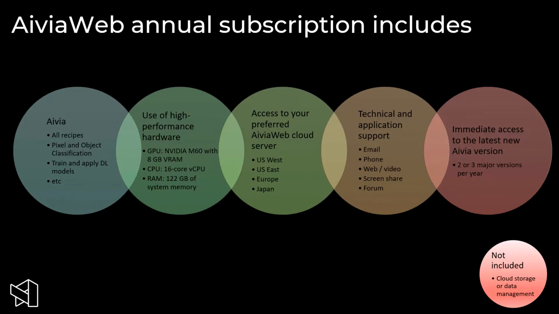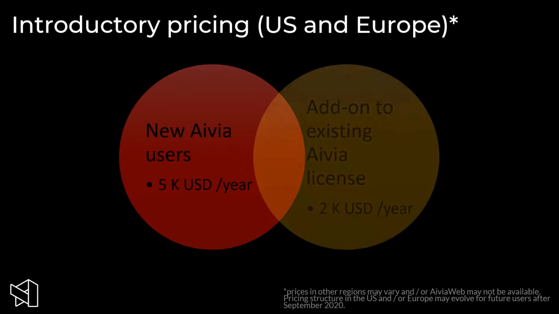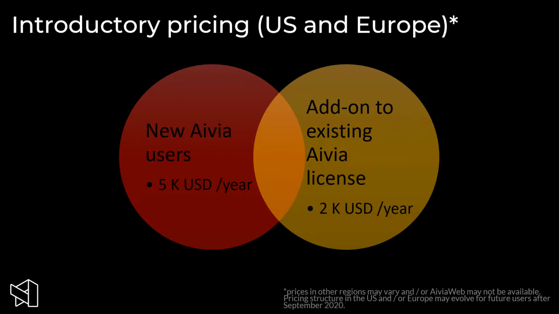In terms of pricing, for new Aivia users, the price is $5,000 per year. For existing users, using Aivia Web as an add-on to an existing Aivia license, it is just $2,000 per year. Please note that these prices are for US and Europe. In other regions, it may vary or it may not even be available yet.